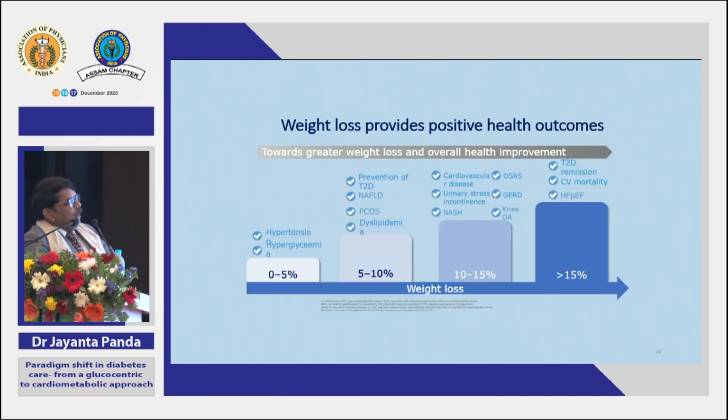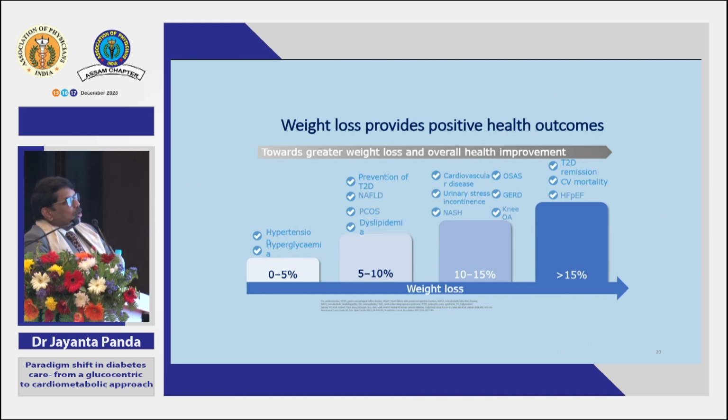So the amount of weight loss: if it is up to 5%, we get benefit for hypertension and hyperglycemia; 10%, prevention of diabetes, NAFLD, PCOS and dyslipidemia; 15%, cardiovascular disease, urinary stress incontinence, NASH, osteoarthritis, reflux disease and sleep apnea; and if it is more than 15%, we can expect up to remission of diabetes, CV mortality and heart failure with preserved ejection fraction benefits.